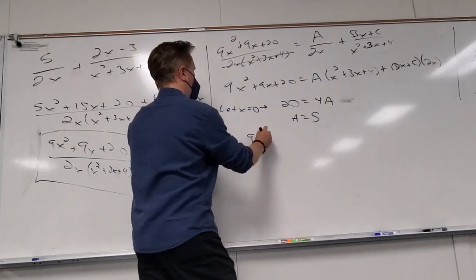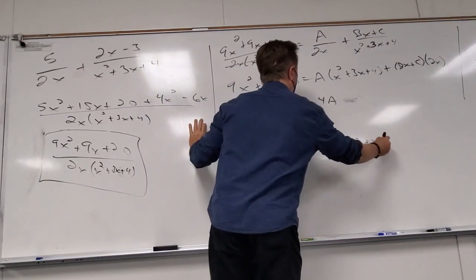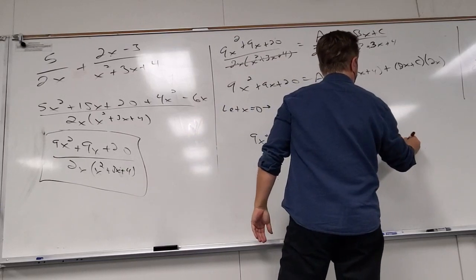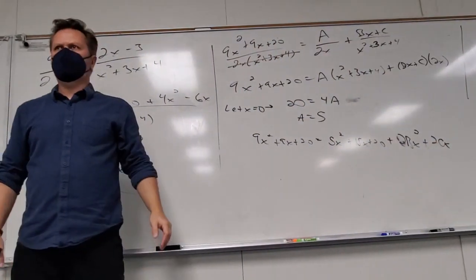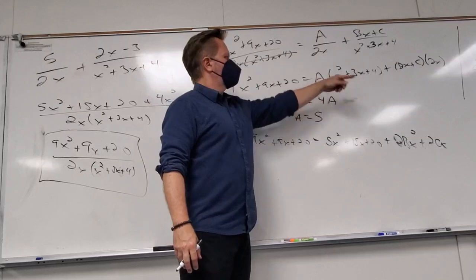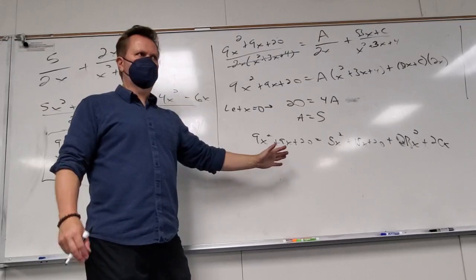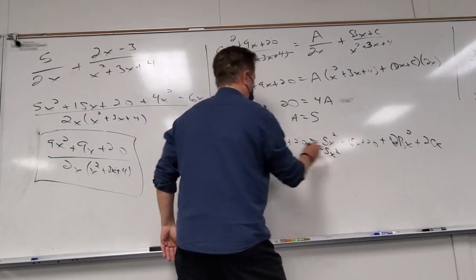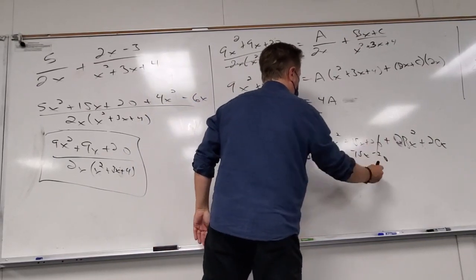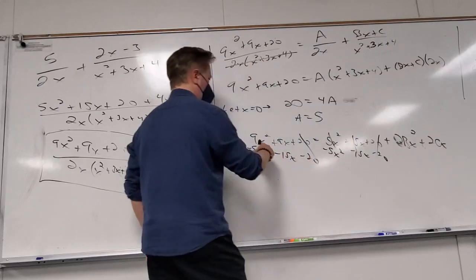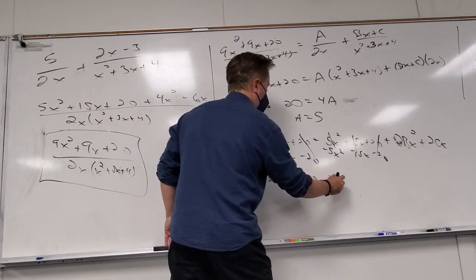So then I get 9x squared plus 9x plus 20 equals 5x squared plus 15x plus 20 plus 2bx squared plus 2cx. Is it pretty cool where that came from? And we know a is 5, so I can distribute it. Now can we subtract that stuff? Yeah. Isn't that cool? Maybe not cool, but understood? Alright, so let's do that. And then we get 4x squared minus 6x equals 2bx squared plus 2cx.